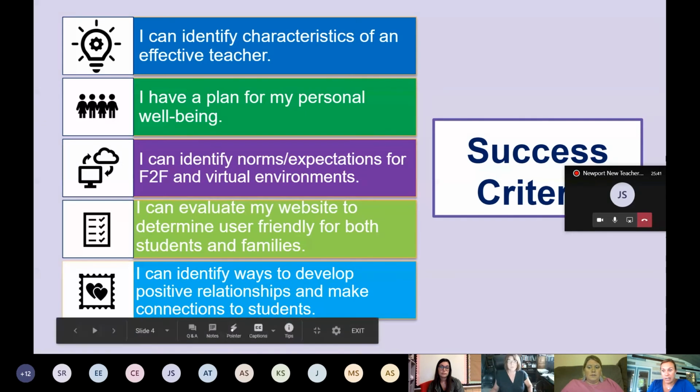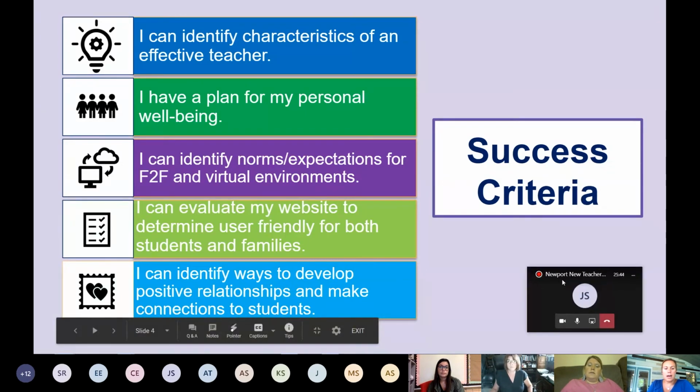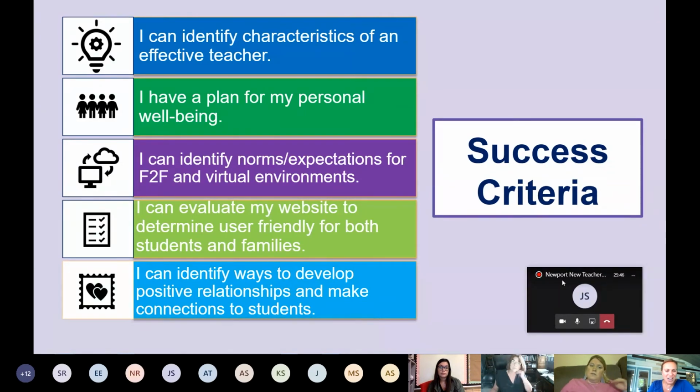Our success criteria. Especially if you were with Ju and me yesterday, we talked about this. This is how you're going to know if you are able to really think about that positive and productive virtual learning environment. If you can identify characteristics of an effective teacher, which we've already done. If you can have a plan for your own personal well-being. Identify norms and expectations for both face-to-face and virtual environments.